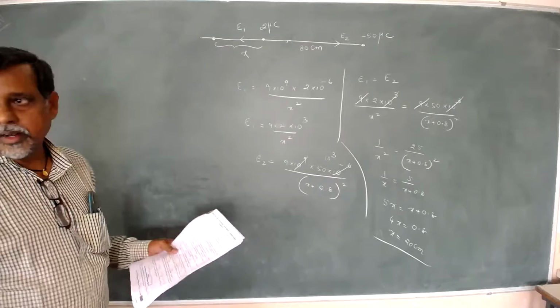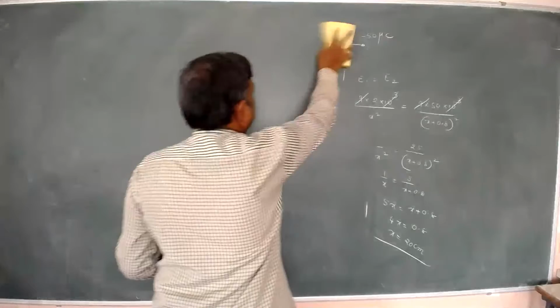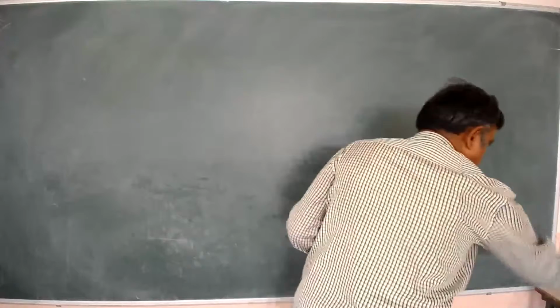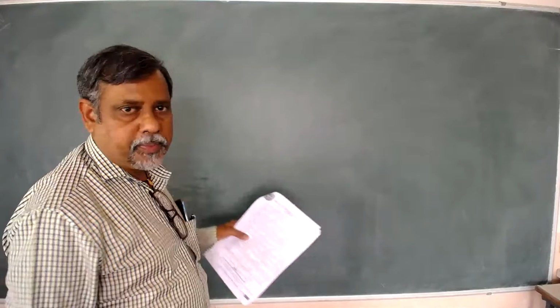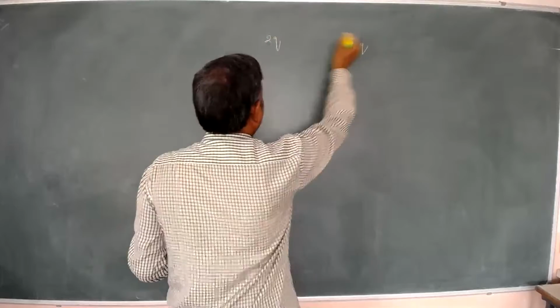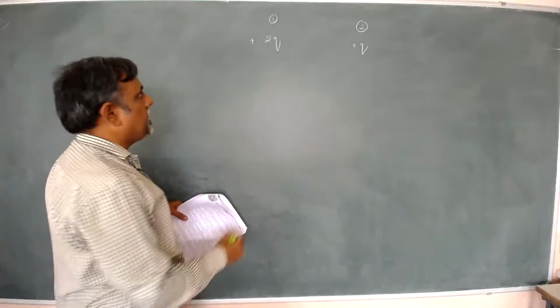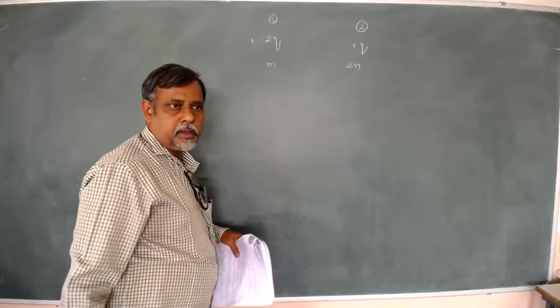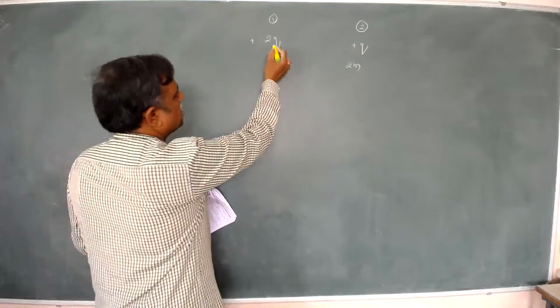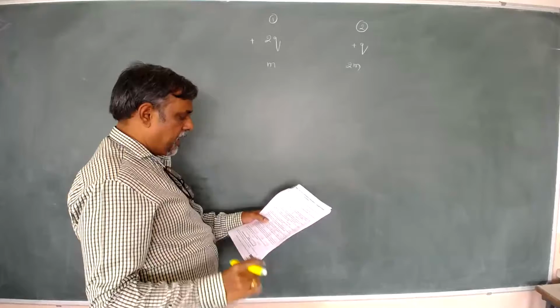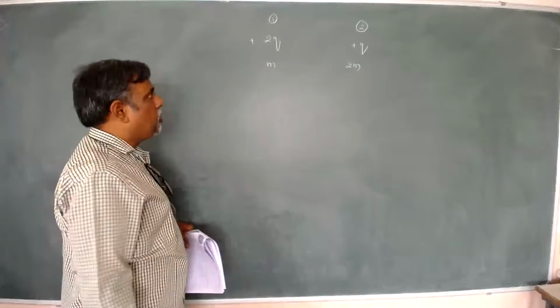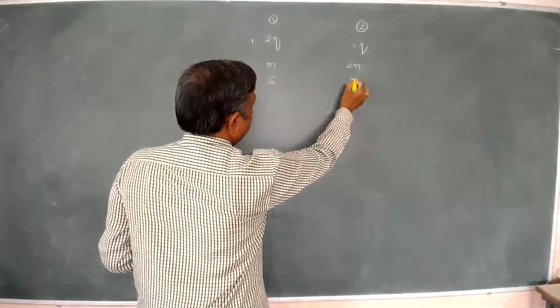Let us discuss this problem. Two charged particles of charges plus 2q and plus q. Look at the board. This is the first particle, this is the second particle. Their masses are m and 2m respectively. So the first has mass m and the second has mass 2m. They are kept in a uniform electric field and allowed to move for the same time. The intensity of the electric field applied is E, the same for both.